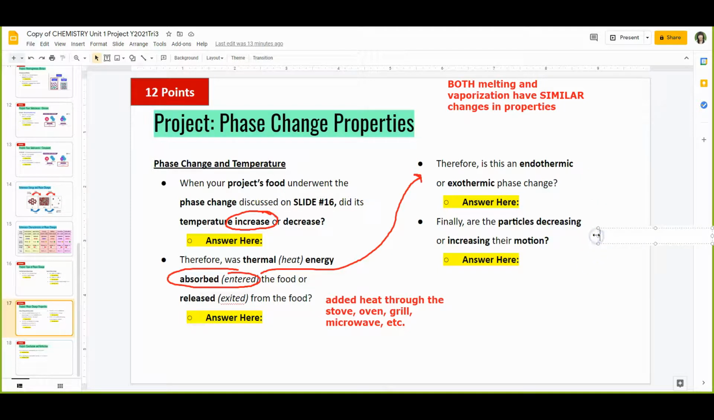And then again, think about if it's ending as a liquid or a gas. Liquids can now flow. Gases are now chaotic. Think about what that means for the motion of those particles, if those particles are decreasing or increasing their motion. Again, we just went over the answers together on slide 15. So if you go back to where we were talking about slide 15, we actually went over those answers together.